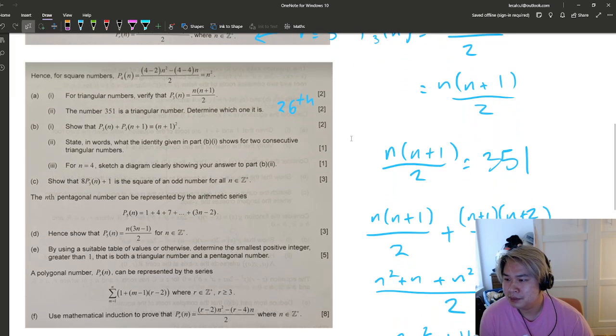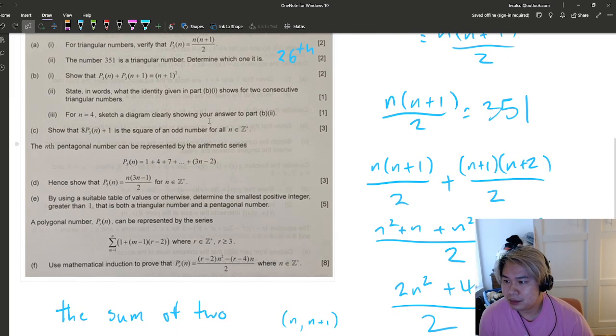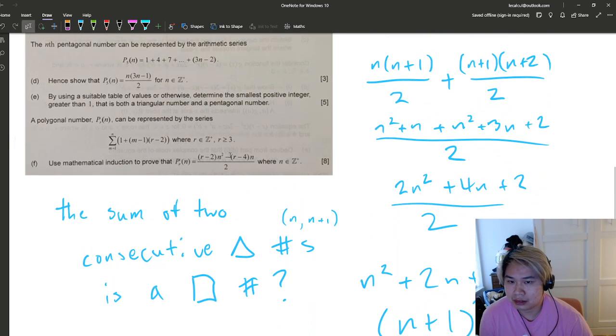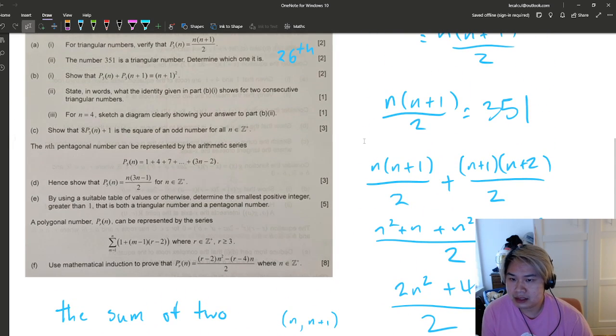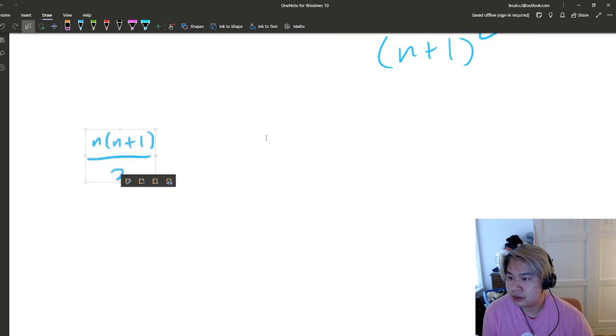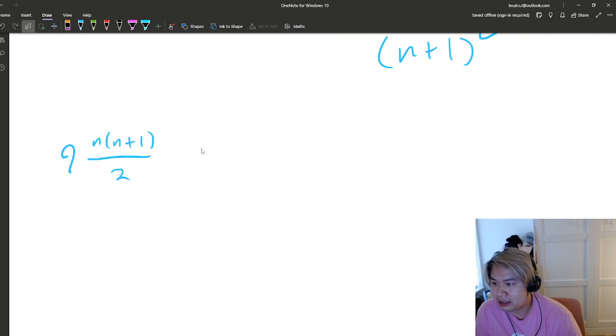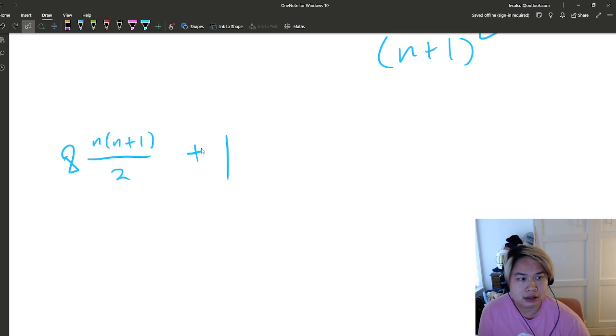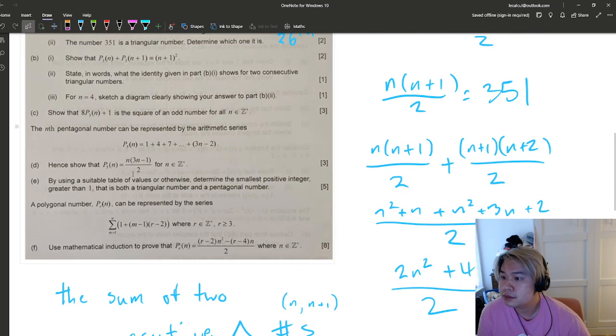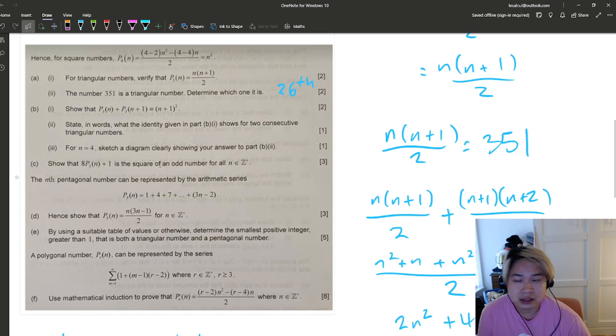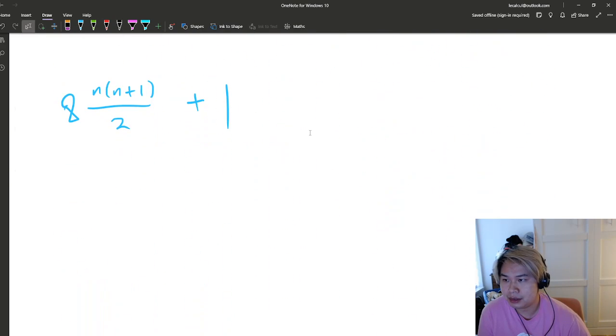That looks good. Okay, next up, show that 8 times P3 of n plus 1 is the square of an odd number for all positive integers. Okay, so this is P3 of n. So if I multiply this by 8, and then I think they said add 1, I need to show that this is the square of an odd number. Okay, that should be easy to sort out.